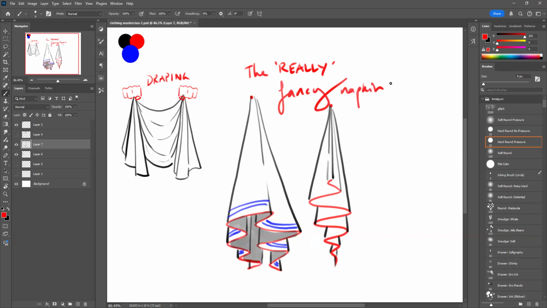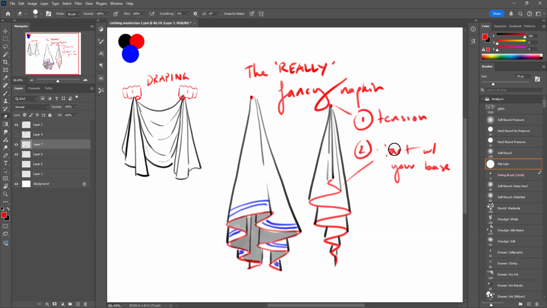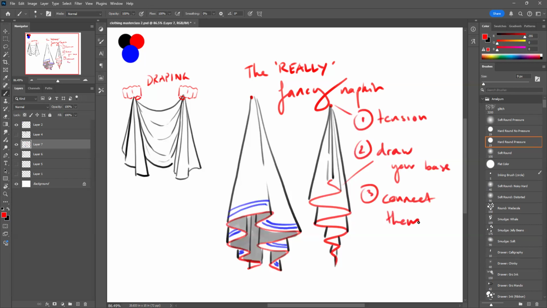The process is very simple. Start with your base. That's one. Then two. Actually, hold on, I just realized I have to draw over it. So one is tension point. Two is not start with your base, but draw a base. And three, just connect them in a way that makes sense.